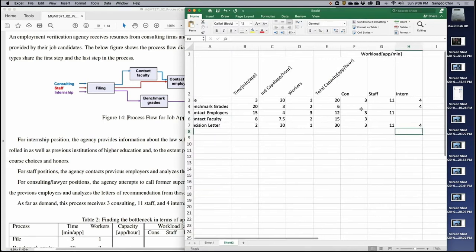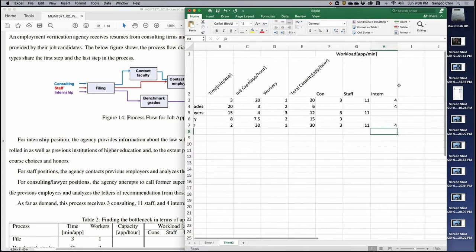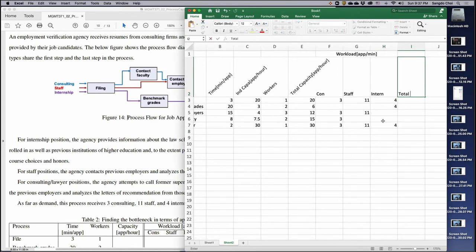Then for filing, what is the total workload? Total workload is simply the sum of these 3. So they have 18 applications at filing, and we can copy and paste. So we have these numbers.